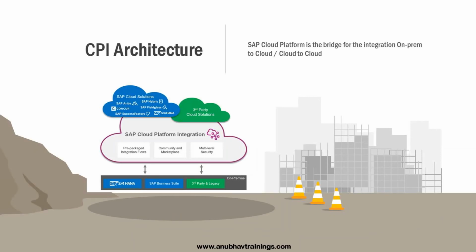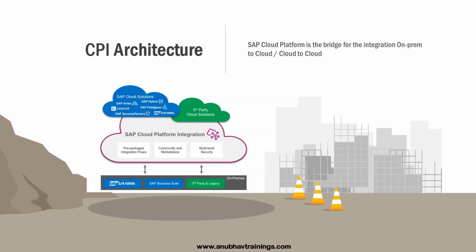So the next important point is your CPI architecture. How about security? How about your prepackaged content? How about your community? So right now you see very clearly, because we give this context to this particular tool as a cloud, I have just made one simple cloud. And what are the different cloud solutions we have?